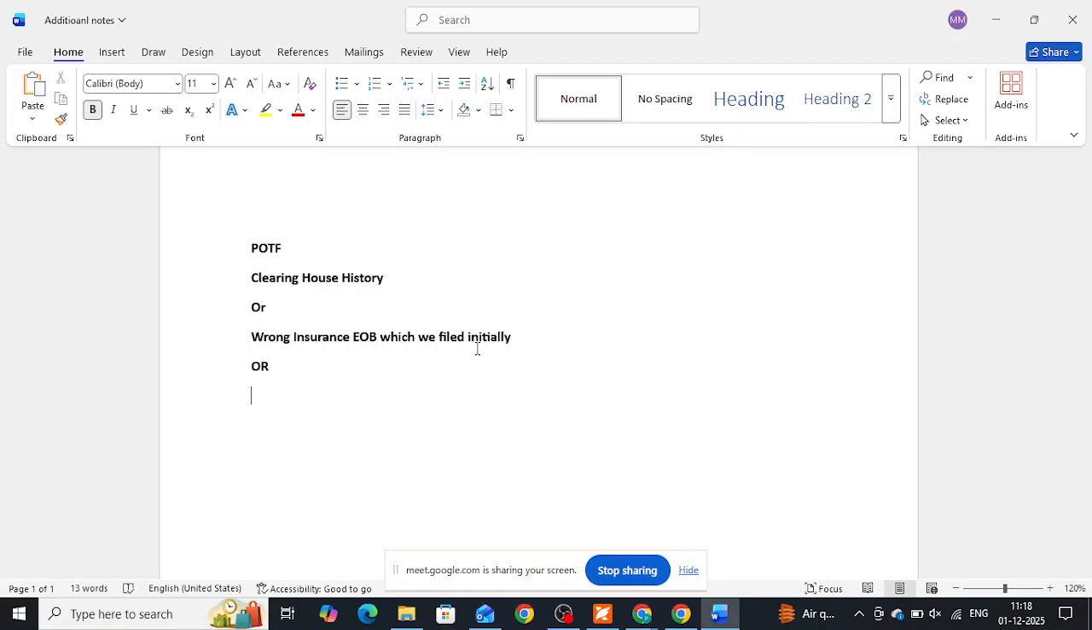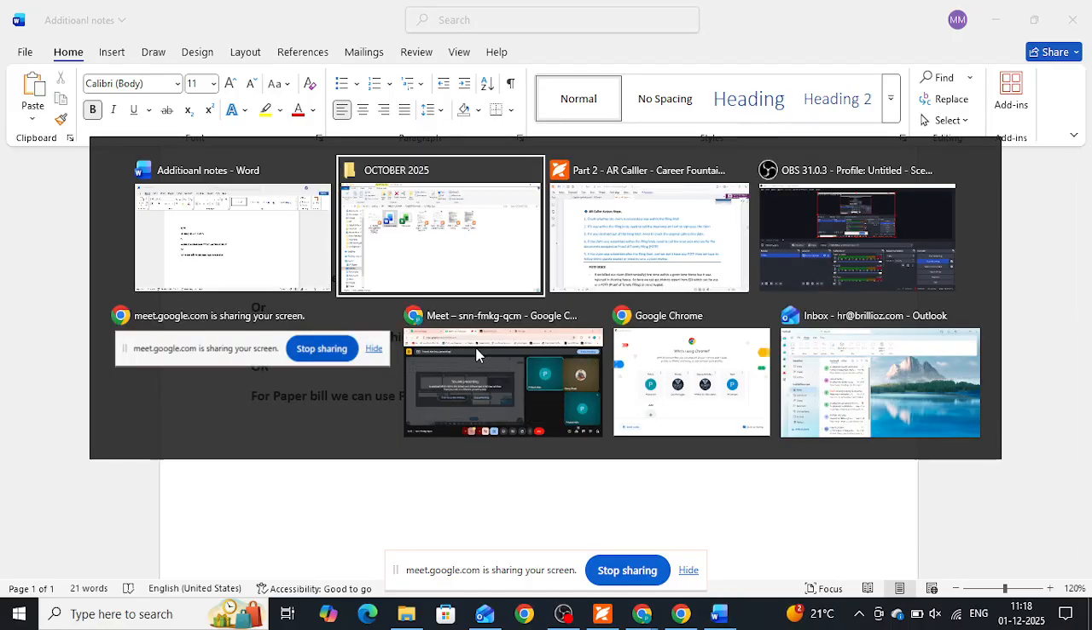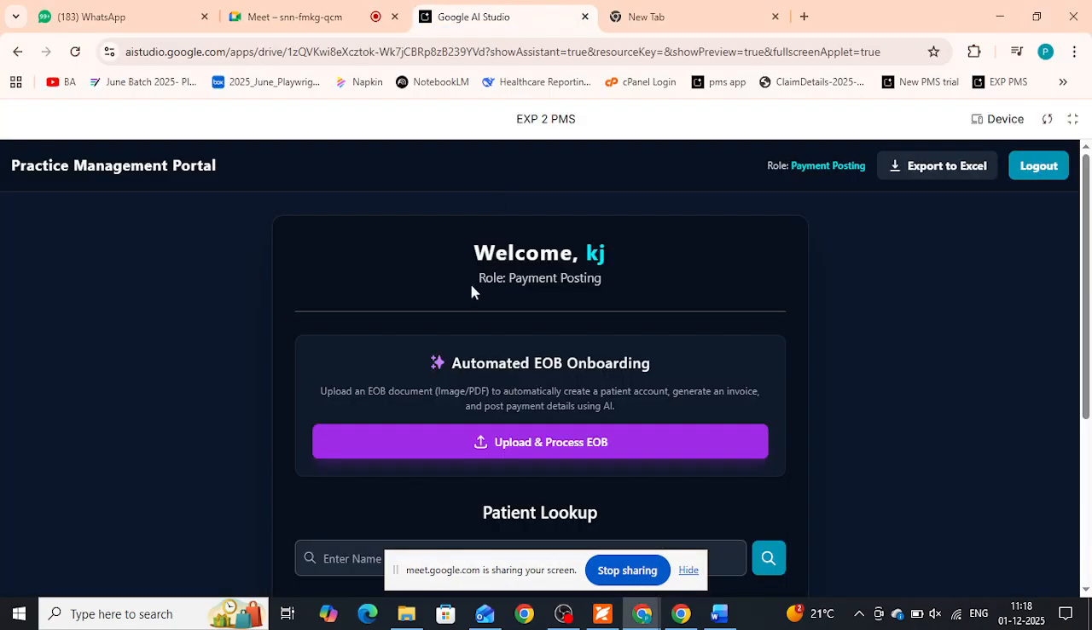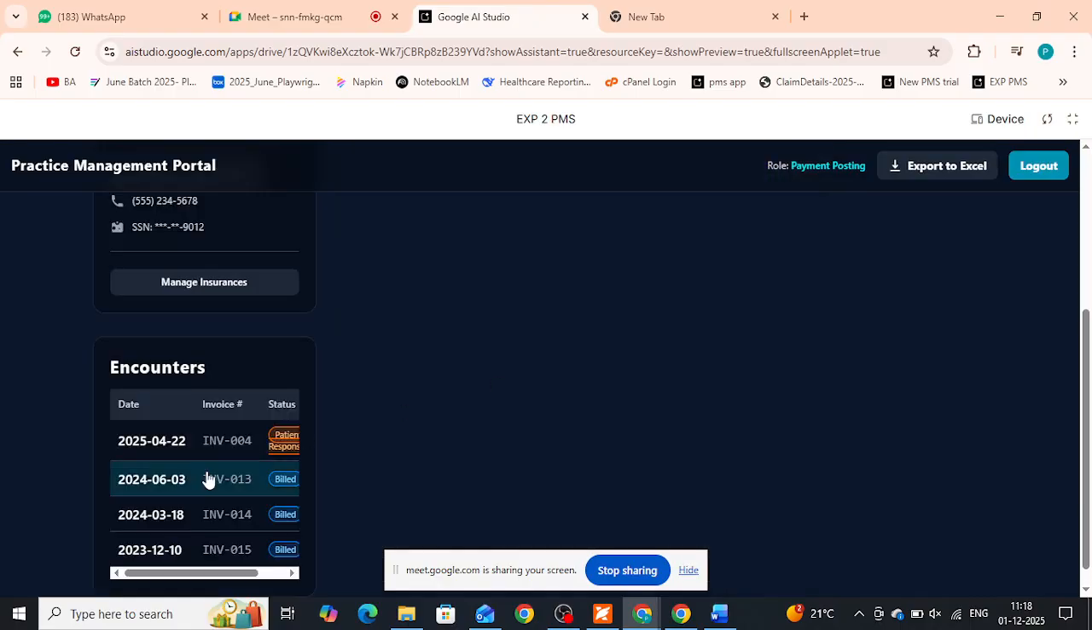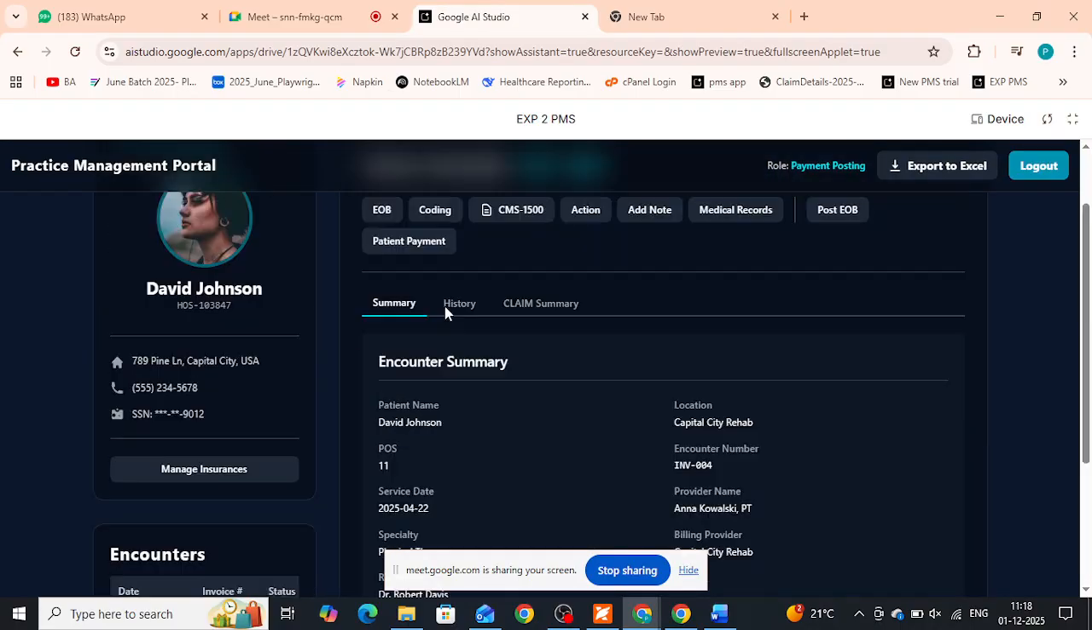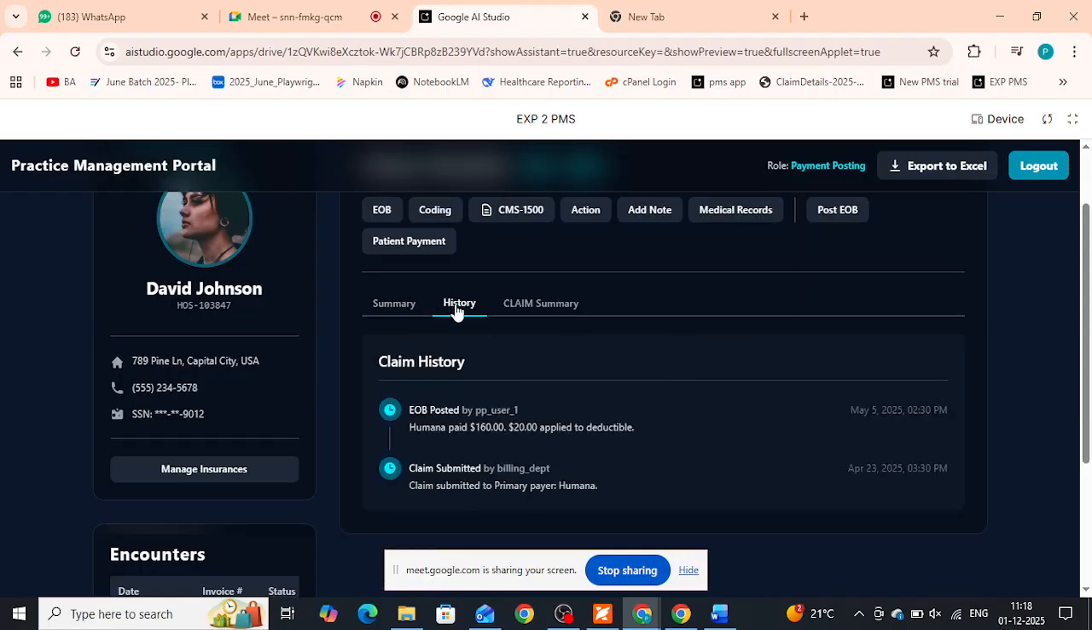Okay. Another: if it was billed through paper, obviously there is no clearinghouse history. For paper bills, we can use a PMS screenshot. For example, here this is our PMS, right? And in our system, for every claim, we can see there is a history of when it was billed and all. So this screenshot we can take. A few insurances are accepting it, a few are not accepting, but we should try.